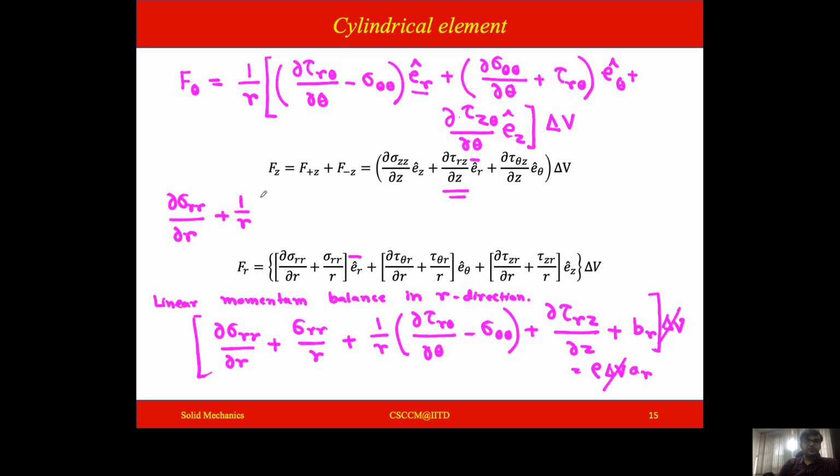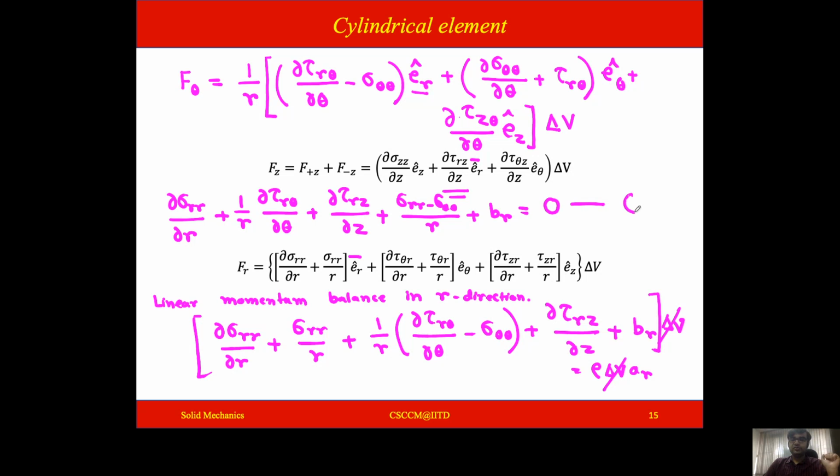plus 1 by R delta tau R theta by delta theta plus delta tau RZ by delta Z plus sigma RR minus sigma theta theta by R. So this is the equation plus BR, and you can write it to be equal to 0 if you assume there is no acceleration. So this is your stress equilibrium equation in the R direction.